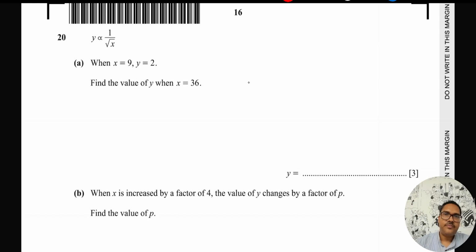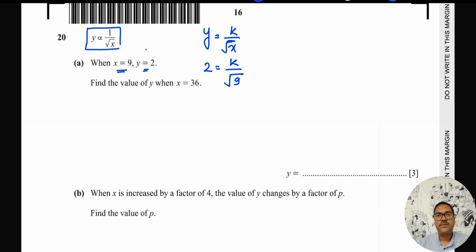Now, moving to the next question. Here we have y is inversely proportional to 1 by root x. This is given in the question. Now, given when x is 9, y is equal to 2, then find the value of y when x equal to 36. So, what we can say is, this is y is equal to k by root x. Now, when x is equal to 9, y is equal to 2. If I put x equal to 9 and y equal to 2, this will give you 2 is equal to k upon 3.